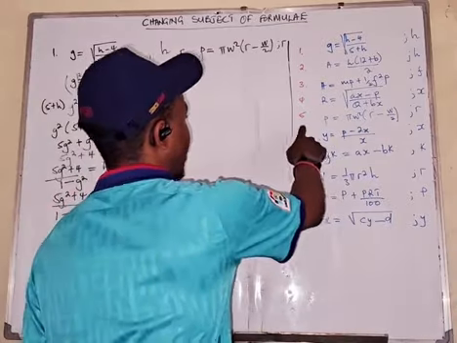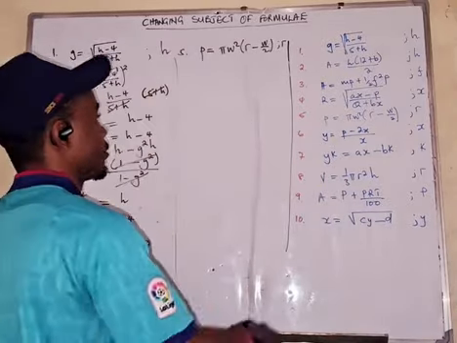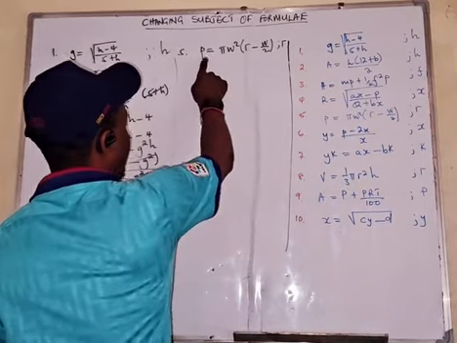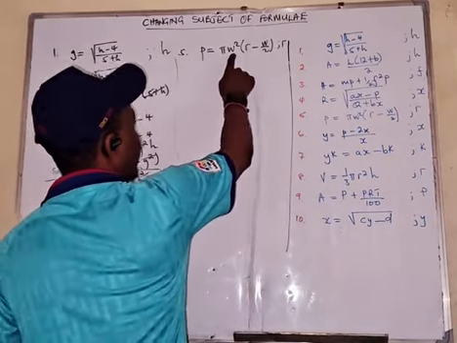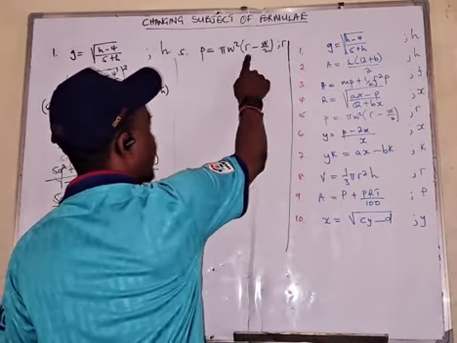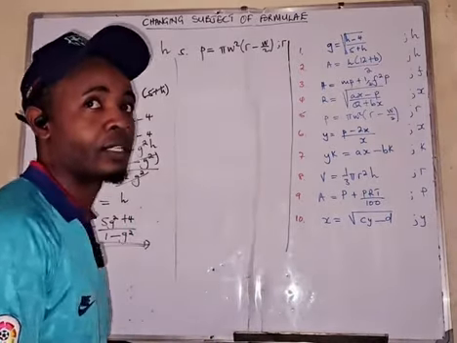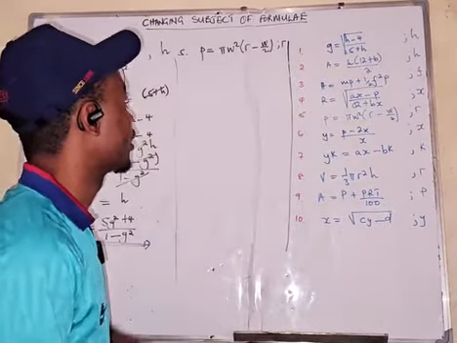So let us consider number 5. Number 5, this one is written as P is equal to pi W squared open brackets R minus W squared W over 2 close brackets.